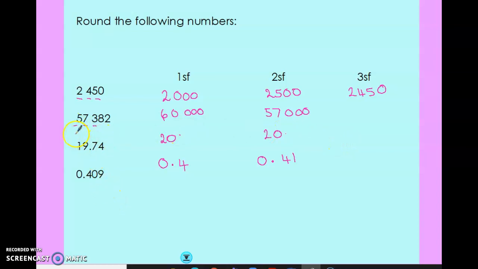Next one, we've got 57,382. So 1, 2, 3 takes me to the 3. After the 3 is an 8, so that's going to push that 3 up to a 4. So we get 5, 7, 4. I've got 2 spaces left, so I'm going to fill those in with zeros.